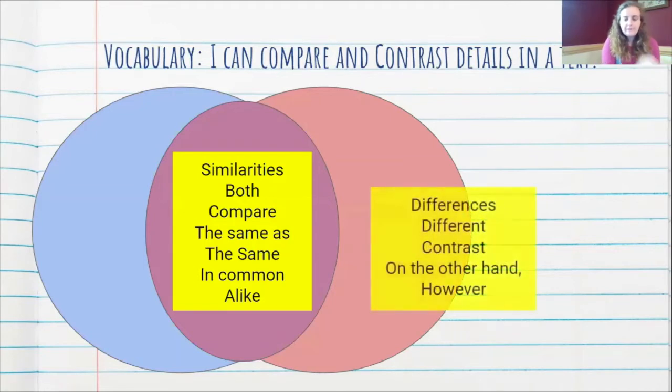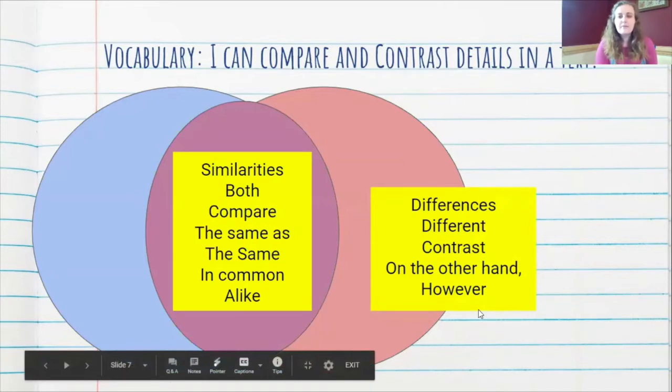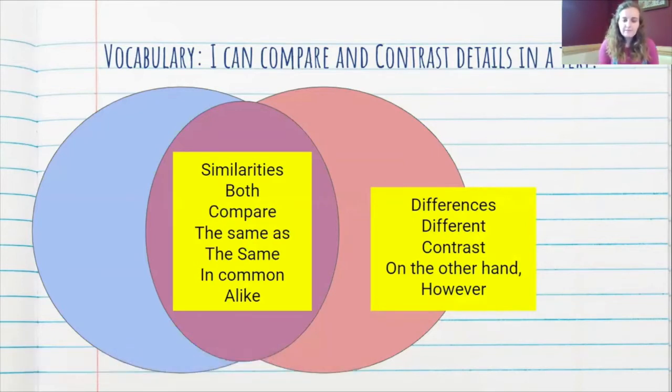Then I have my contrast words. There aren't quite as many signal words for contrast. So if we're talking about differences or our contrast, the signal words that we might see would be differences, different, contrast. On the other hand, however, those are going to be some of my signal words when I'm talking about contrasting or telling the differences, okay? All right, so let's keep going.